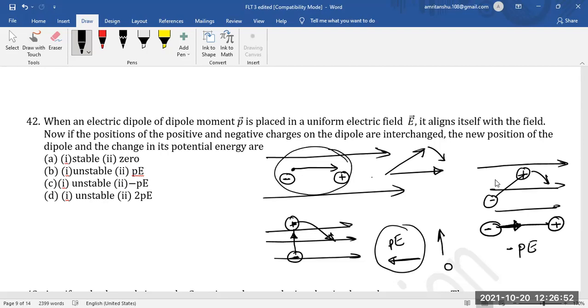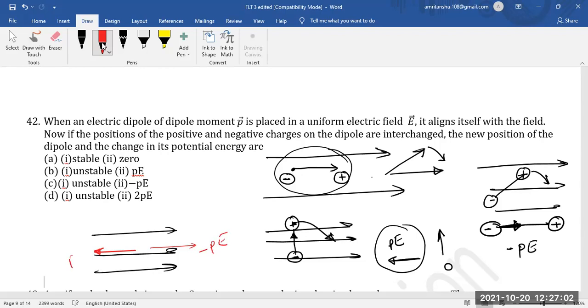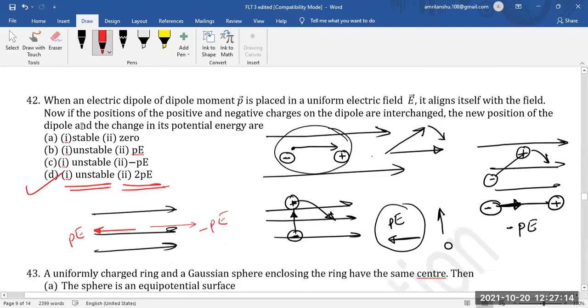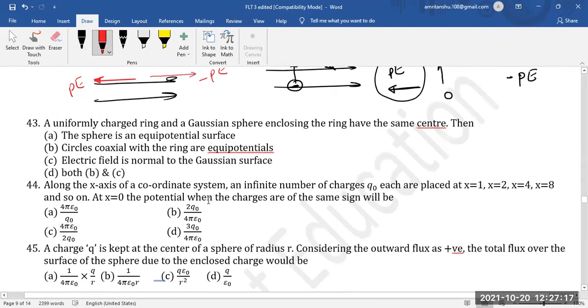So it says when you put a dipole like this, what will be the change in potential energy? Initially we had minus PE, finally we have PE. The change in potential energy is PE minus of minus PE, which is 2PE, and the dipole is unstable. So D is the correct answer. Moving on to the next question, question number 43.